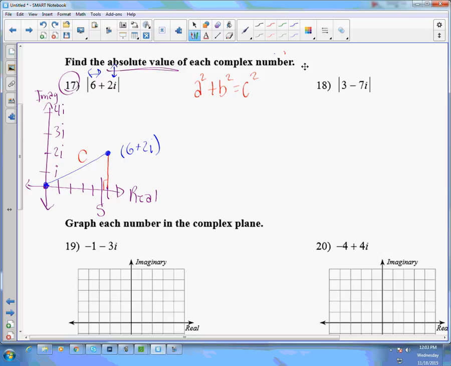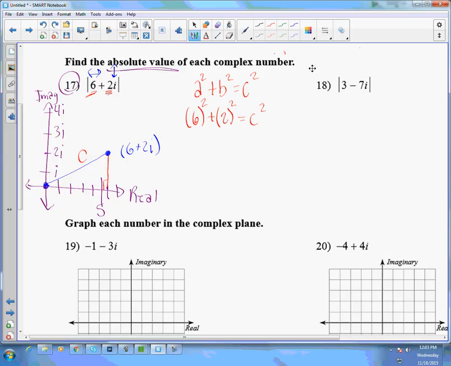We know a and b. It doesn't matter which is which. One of them's 6, one of them's 2. Just plug them in, using parentheses in case of a negative. 6 squared plus 2 squared, or you can do 2 squared plus 6 squared. It doesn't matter the order of those two. That equals c squared. We can do this without a calculator.